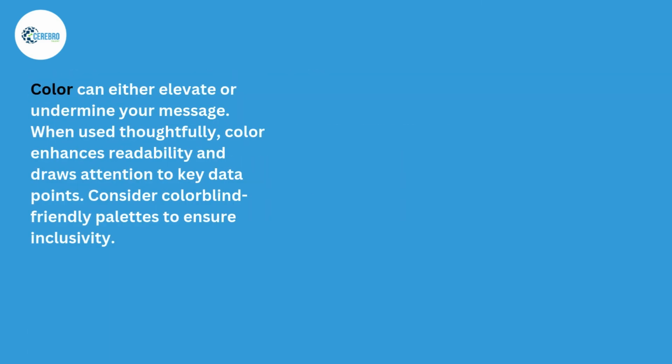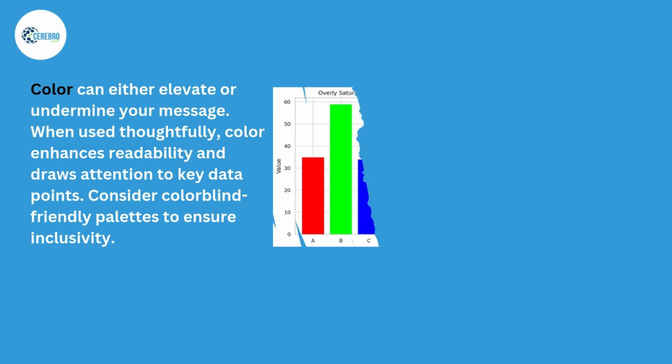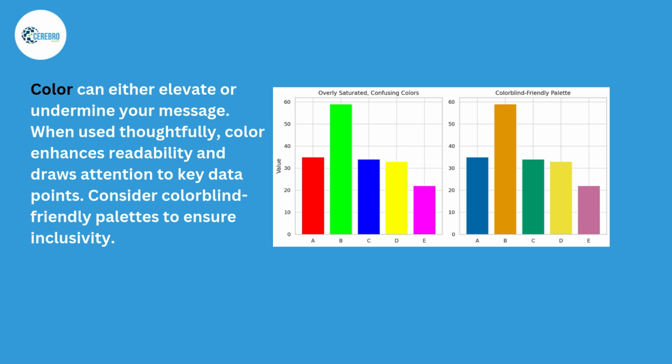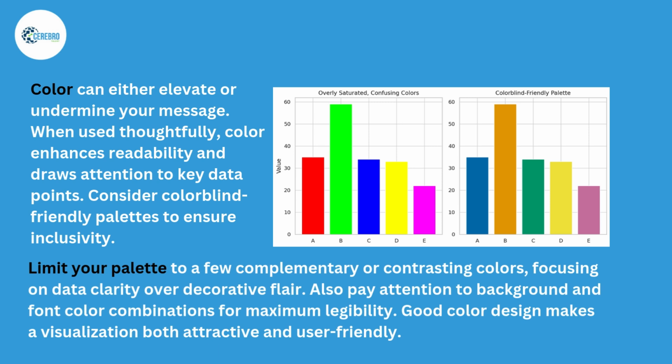Color can either elevate or undermine your message. When used thoughtfully, color enhances readability and draws attention to key data points. Consider colorblind-friendly palettes to ensure inclusivity. Limit your palette to a few complementary or contrasting colors, focusing on data clarity over decorative flair. Also pay attention to background and font color combinations for maximum legibility. This ensures that all audiences, regardless of visual impairments or screen settings, can interpret your graphs accurately. Good color design makes a visualization both attractive and user-friendly.